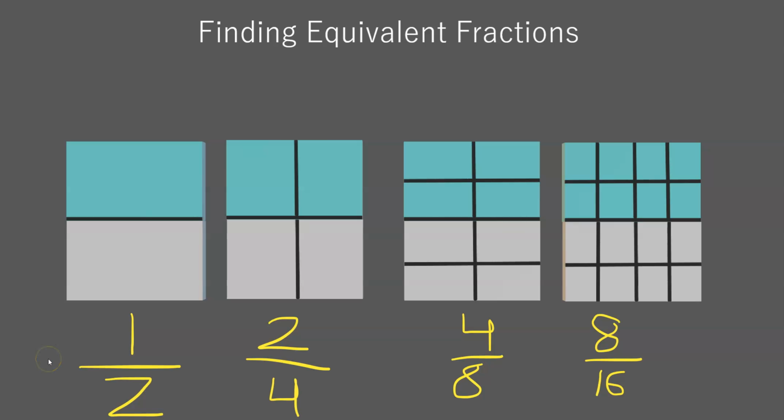So in this first cake, there are 2 pieces, and one of those parts is blue. In the second piece, there are 4 total pieces, and 2 of those parts are blue. In the third cake, we have 8 total pieces, and 4 of them are blue. And in the last cake, there are 16 pieces, and 8 of them are blue. There's still the same amount of cake in each one that's blue, but they're cut into different sized pieces.